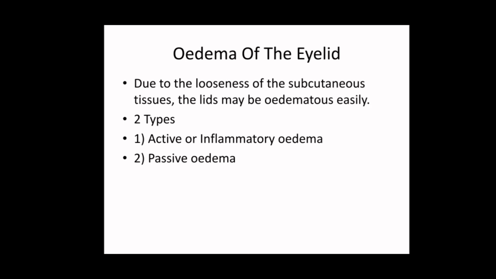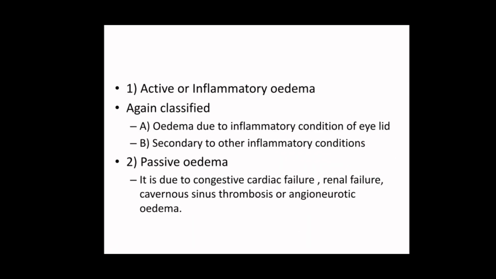The edema of the eyelid is of two types. 1. Active or inflammatory edema. 2. Passive edema. First one, active or inflammatory edema, is again classified. A. Edema due to inflammatory condition of the eyelid. B. Secondary to other inflammatory conditions. The second one is passive edema. It is due to congestive cardiac failure, renal failure, cavernous sinus thrombosis or angioneurotic edema.